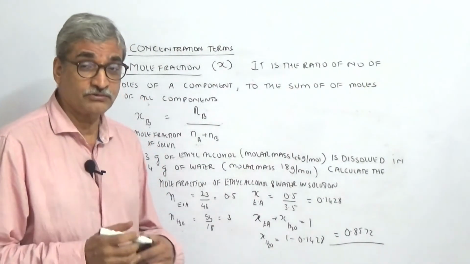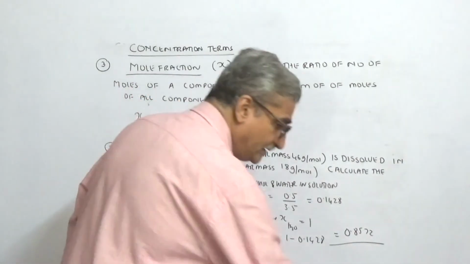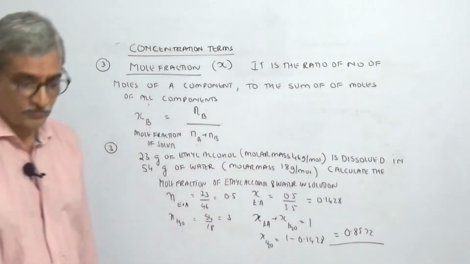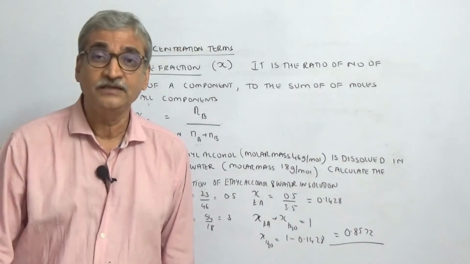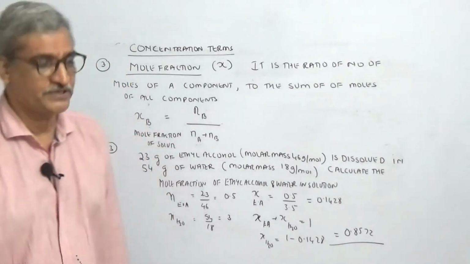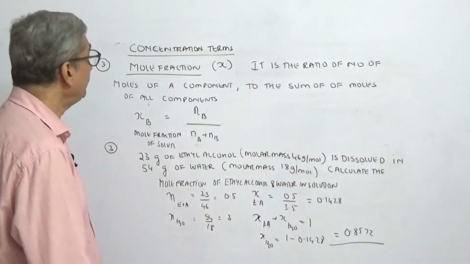जब भी calculate करता है कुछ भी number greater than 1 आ रहा है, your calculation is suspect. Remember that. And sum of the mole fraction of all the components should be equal to 1. That is one thing you must know very clearly. Sum of mole fraction of all components will be equal to 1. Is this clear? तो ये हो गया mole fraction.